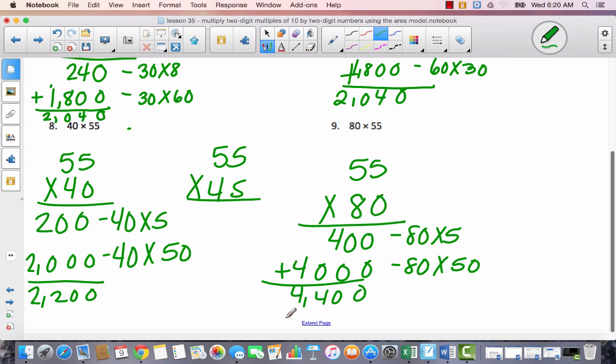Okay, so if you get confused on partial products, remember to come back and take a look, and you can always still draw the area model if you need to, but if you can do it without the area model, I think you'll find that this is much more efficient. It'll go much faster, and you're less likely to make a mistake.